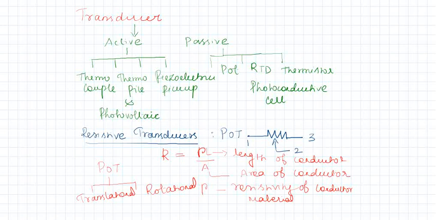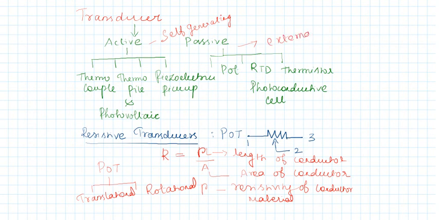Active means it is a self-generating one. Self-generating in the sense that it doesn't need any power source. But passive is not like active. Passive transducers will have an external power source. That is the difference between active as well as passive transducers.